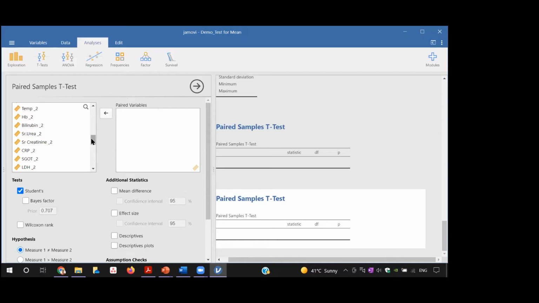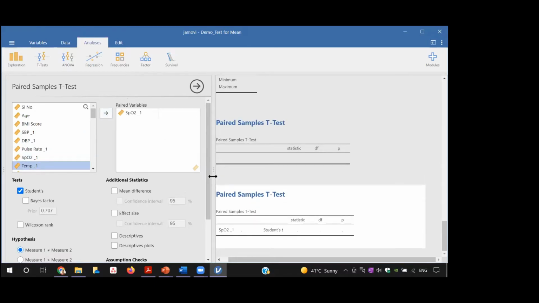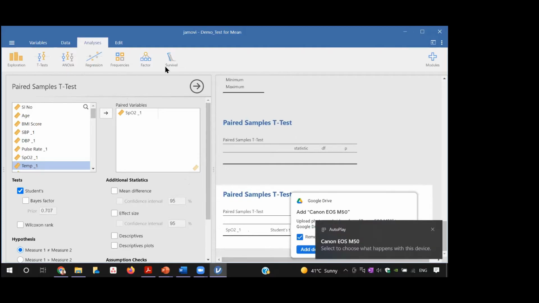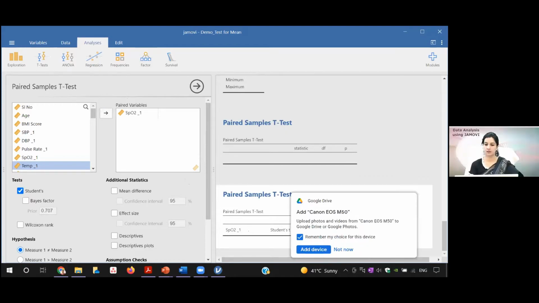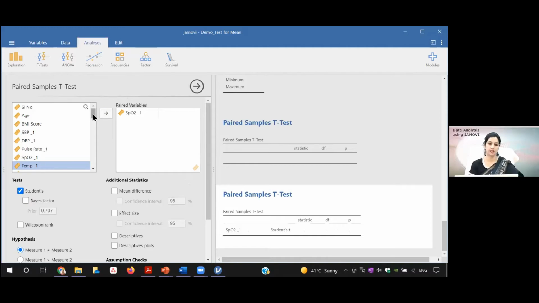So you have to move two variables. This one is at the time of admission. Can you see these variables? So like this pulse rate 2, SpO2 is at the time of discharge, and this one is at the time of admission. So the paired value I have to move is the SpO2. So I'll move SpO2 1, and then I may move this SpO2 2 here. So can you see SpO2 2?